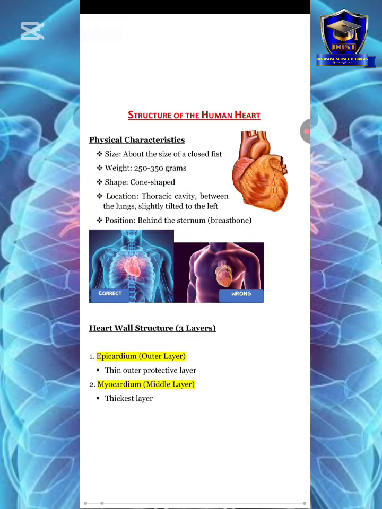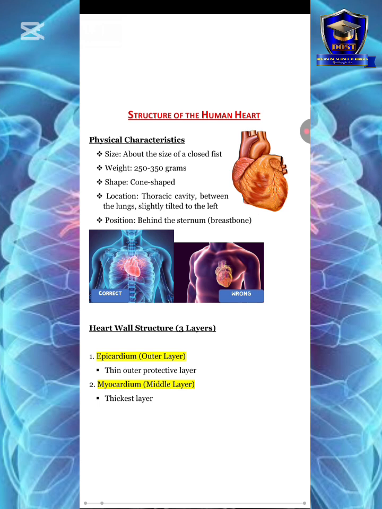Now we're going to be looking at the structure of the heart. First of all, the heart has the size of a closed fist. Just look at your palm right now and close your hand to form a fist, like you want to give somebody a blow, and look at the size of your hand when you fold it. That is actually the size of your heart. The mass of the heart is approximately 250 to 350 grams, unlike the brain, which is about 1.4 kg, that's 1400 grams. The shape of the heart is a cone shape, and the location is inside the thoracic cavity, behind the chest, mainly behind the breastbone, also called the sternum.